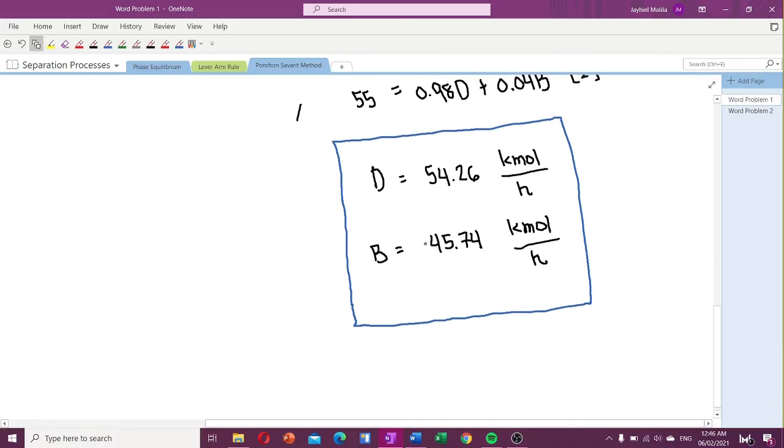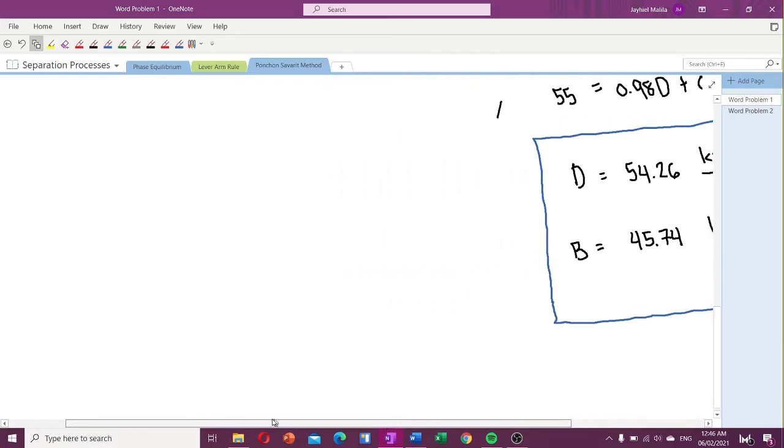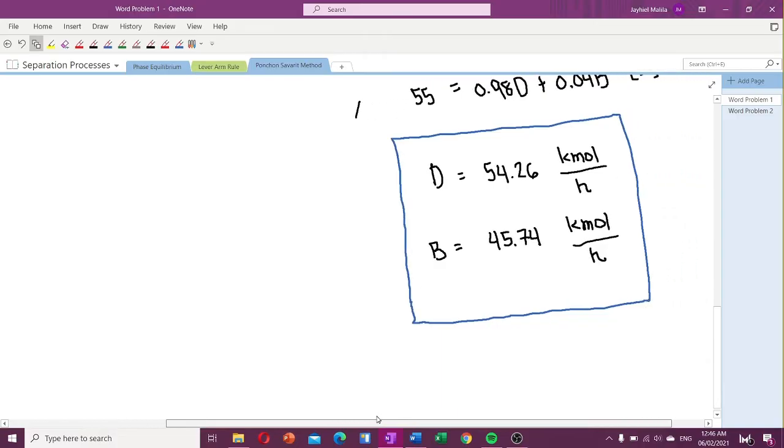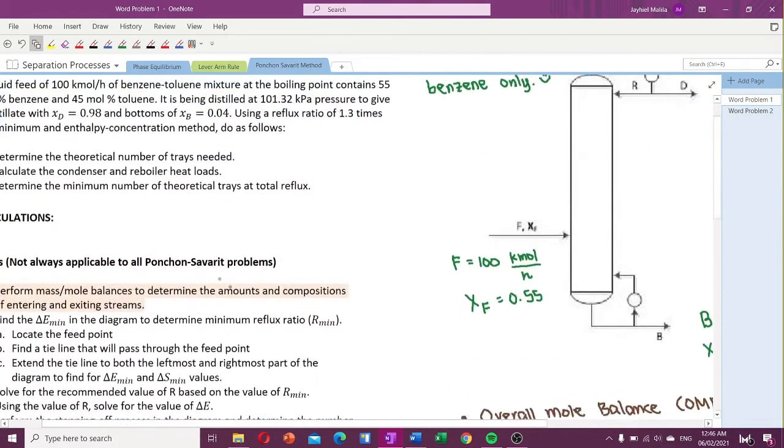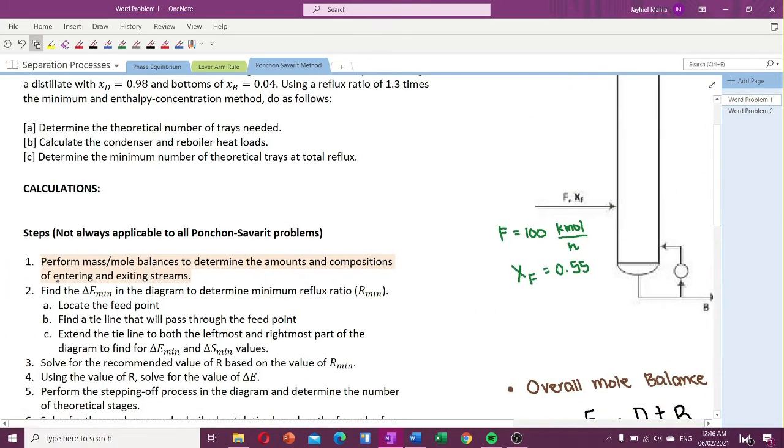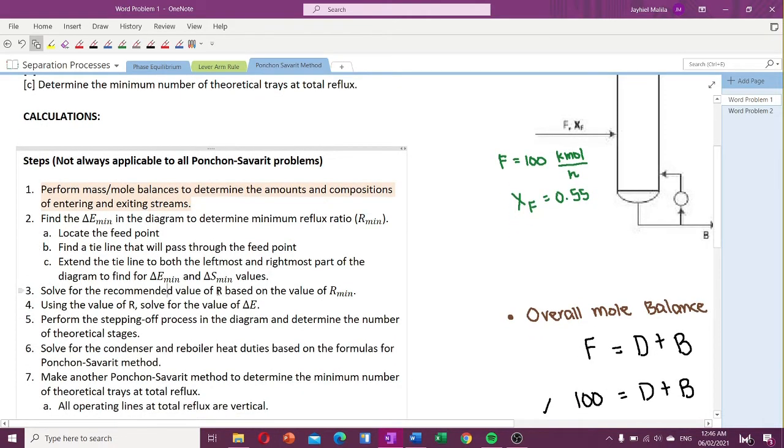So the next thing that we're going to do, we're done with the D and the B, is to find the delta E min in the diagram to determine the minimum reflux ratio. You have to note down that we have to look for the R min here because we cannot proceed with the stepping off if we don't know the value of our R. Because if we don't know the value of R, we cannot solve for delta E.